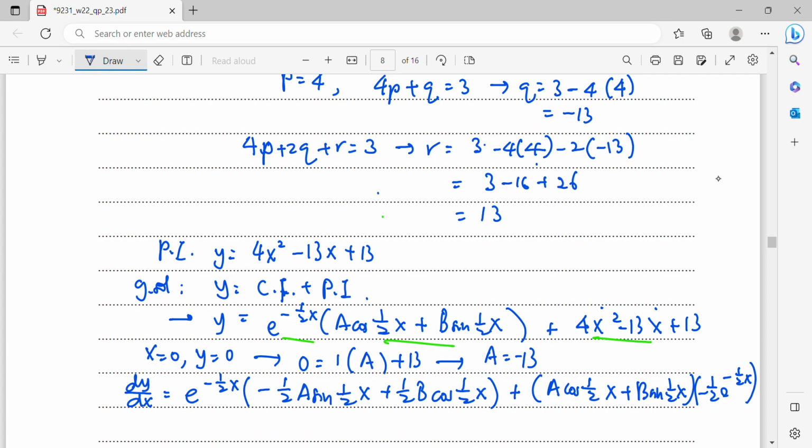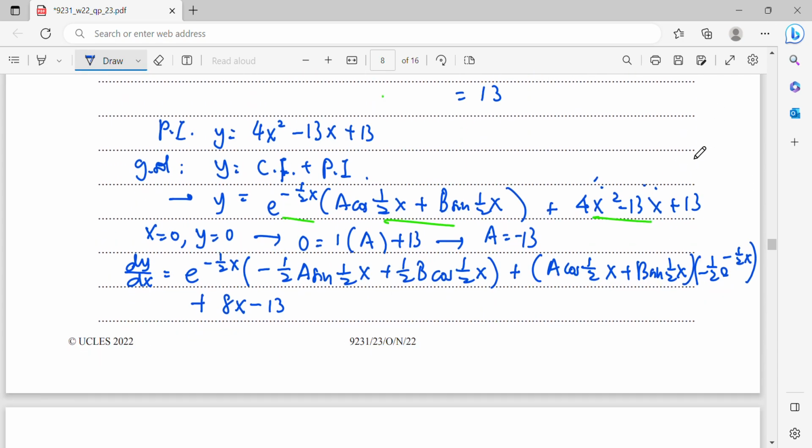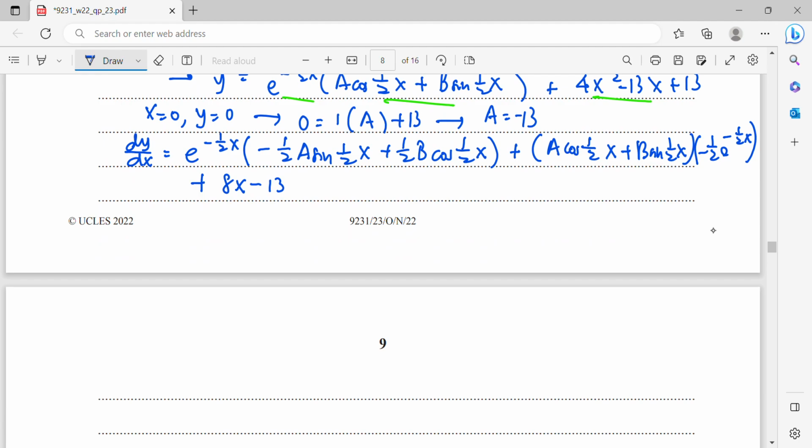Okay, plus, now differentiate 4x squared to get 8x, and differentiate minus 13x, you'll be getting minus 13. Now to find the b, you let the x be 0, because in this expression it has x and dy/dx, and the dy/dx is also 0. Now the left hand side is 0, the right hand side is 0, I will get 1.